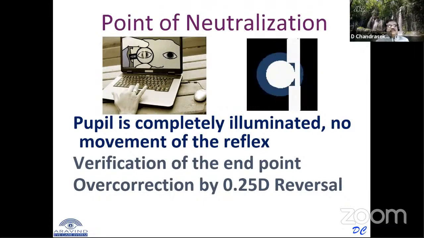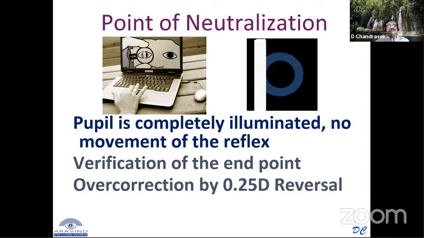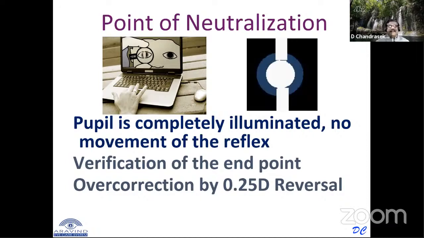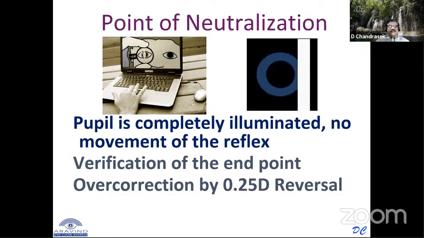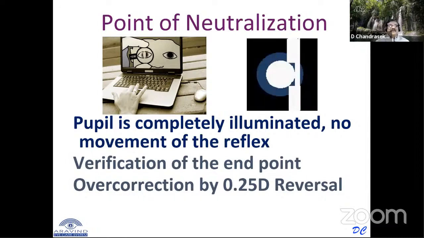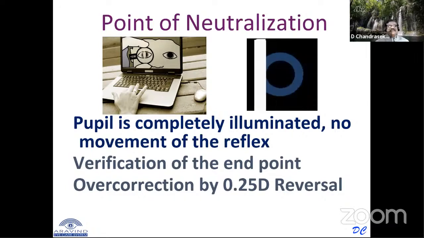So with this understanding, you must know how to go and find out the point of neutralization. When the pupil is completely illuminated, there is no movement at all, then it is filled. It is the neutralization point. You want to verify, supposing at -1 it becomes neutralized, you put a +0.25. So with movement will become opposite movement. Opposite movement will become same side. That is it. The movement will reverse.